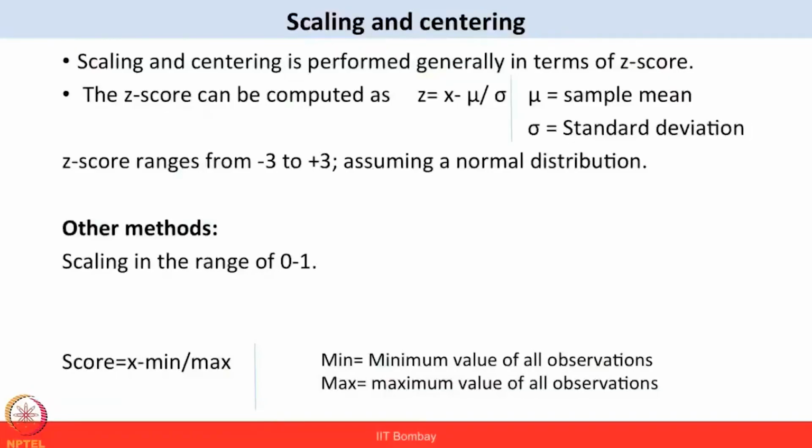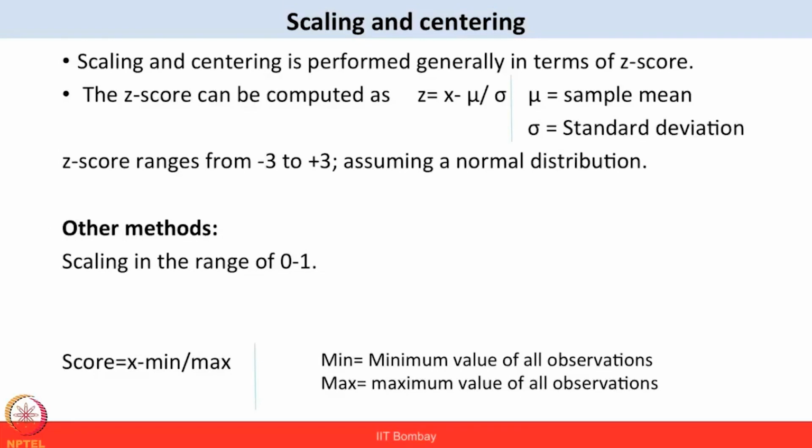The z-score, as you can see in the formula, is x minus mu upon sigma. x is the individual values of the variable, mu is the sample mean, and sigma stands for the standard deviation. So this z-score reflects a distance from the mean in terms of standard deviation.